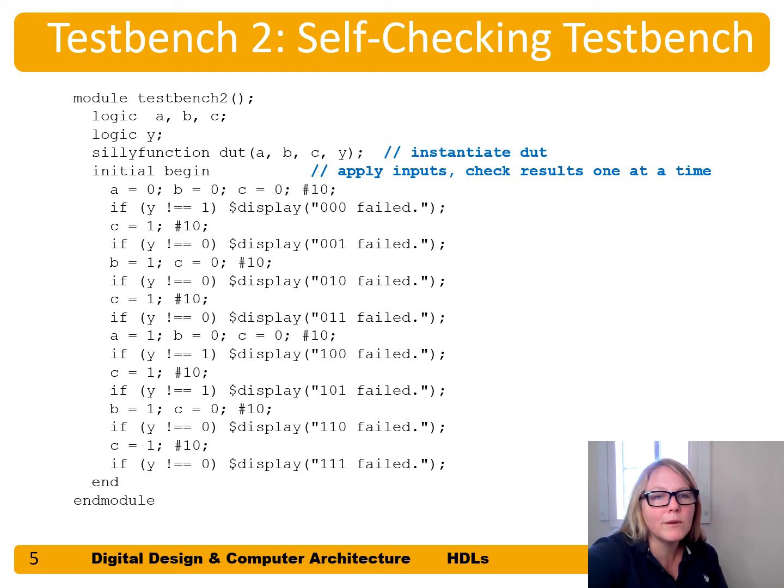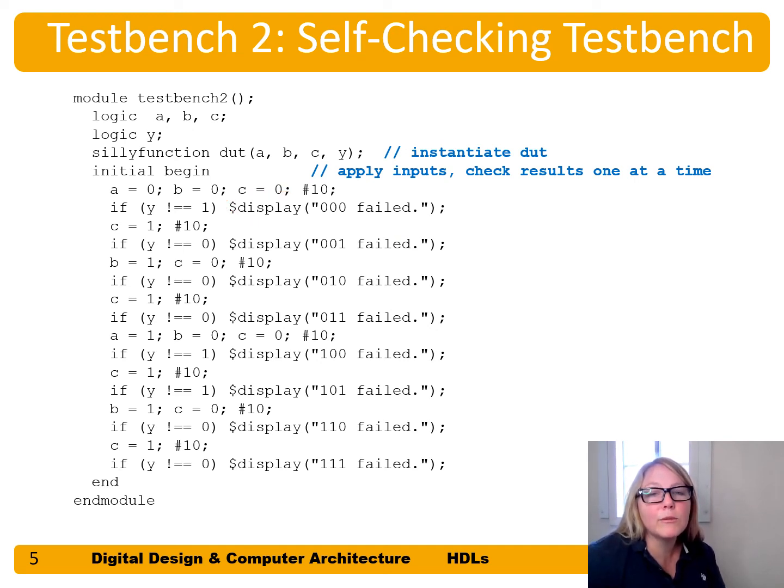Hey, we expect Y to be 1 here. If it isn't, display some text that it failed. Expect it to be 0 in the 0, 0, 1 case, ABC equals 0, 0, 1. Otherwise, just print that it failed. And then after we see the failure messages on our simulation, we can go back and check the waveform for those as well.